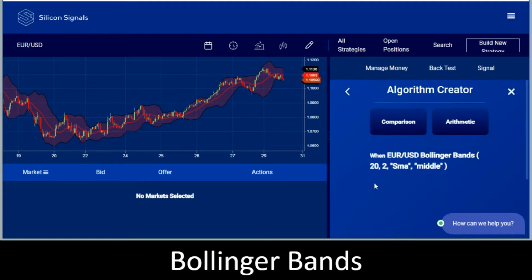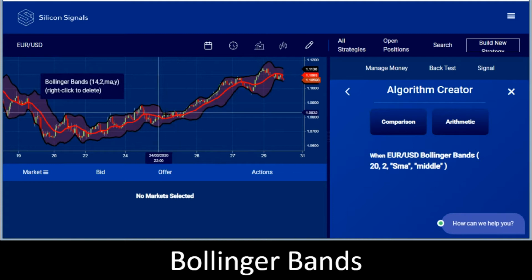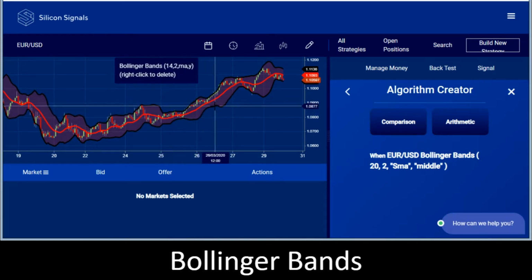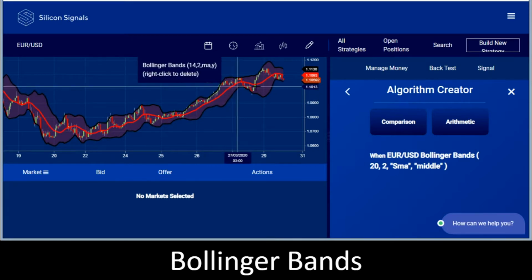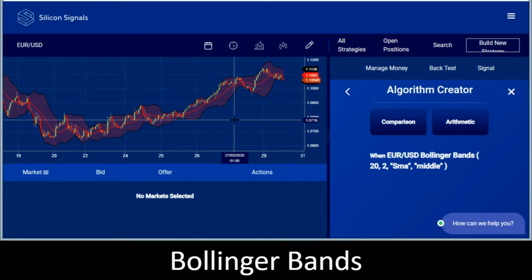Done. So you can either make an algorithm saying when the price crosses the bands you could take a trade, or when price hits the upper band you could take a trade, or when price hits the lower band you can take a trade. It's entirely up to you how you'd want to work this, but I've just given you an idea of how to code it and what the Bollinger Band actually does.